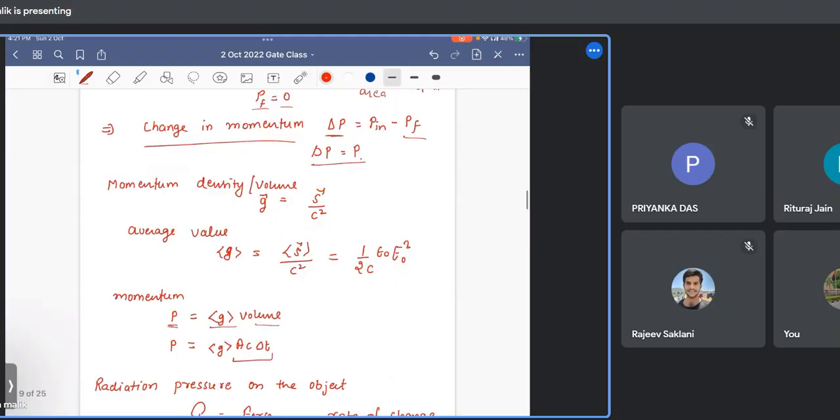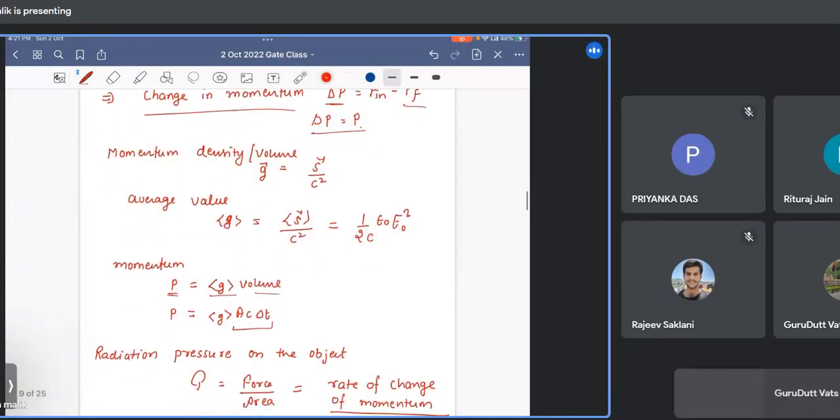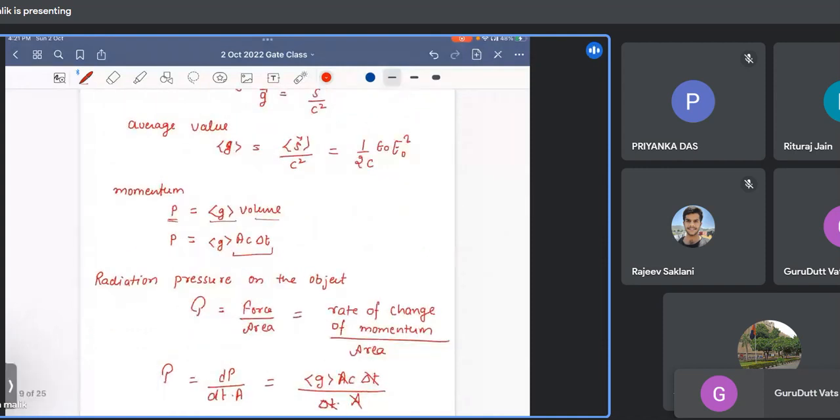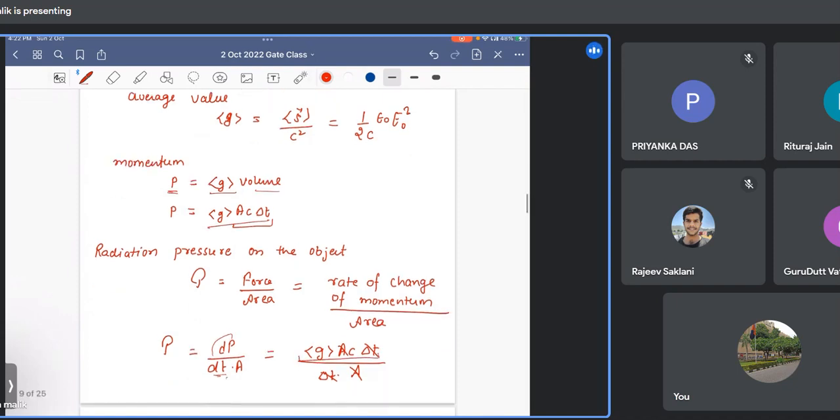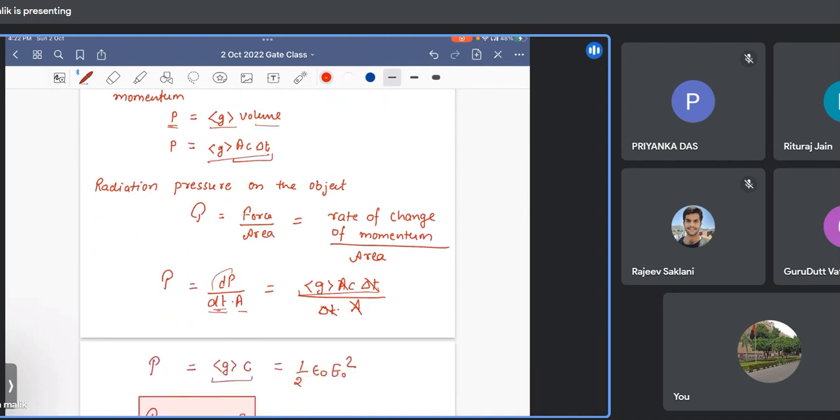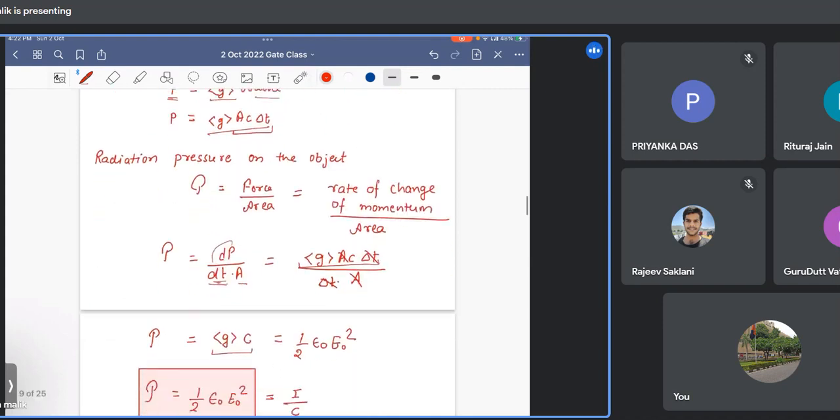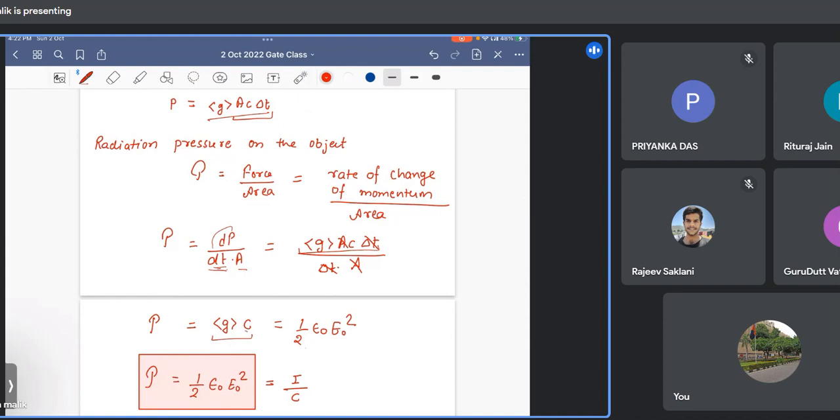for this surface. So the radiation pressure is given by force upon area, which is rate of change of momentum divided by area. The rate of change of momentum, dP by dt, is given by g into A c into delta t, divided by delta t into area. So the pressure is given by g into c, and g is given by S by c square. So epsilon naught E naught square by 2c, and one c is cancelled out. So this is the pressure term, which is 1 by 2 epsilon naught E naught square.